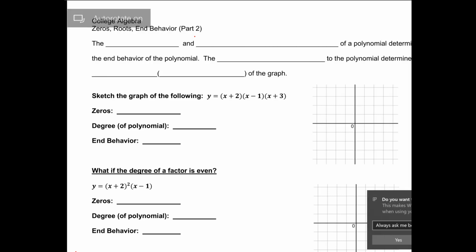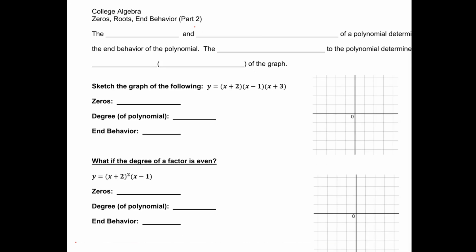Okay, so quick reminder. It says here the blank and the blank of a polynomial determines the end behavior of the polynomial. So remember from yesterday, that's the degree and the leading coefficient. So basically if the function is positive or negative of the polynomial determines the end behavior.